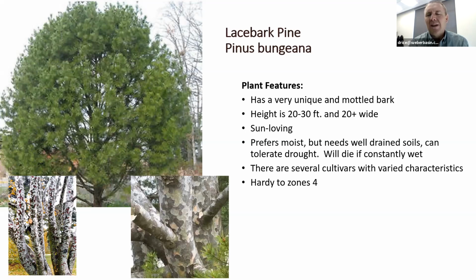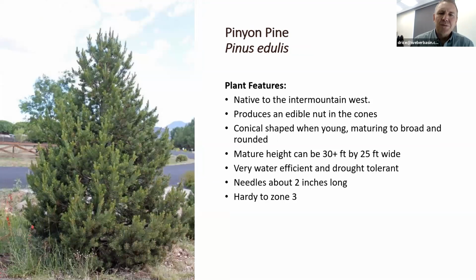in the right site. Maximum height on this is 20 to 30 feet, 20 feet wide, so not a conical shape. As it's young, it will be, and then it's going to broaden out like many pines do. This one prefers moist but well-drained soils, but it can tolerate a little bit of drought. But it's not one that's just going to be going without water every single summer, all the time. You'd want to give it some supplemental water and water it with other perennials or shrubs or trees. Several cultivations of this one, nice tree.